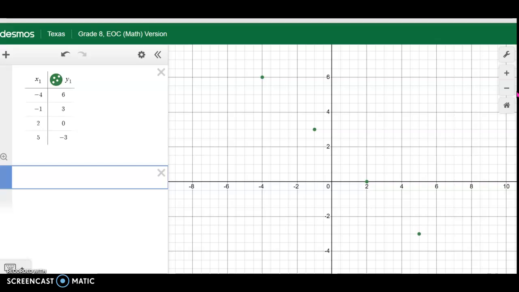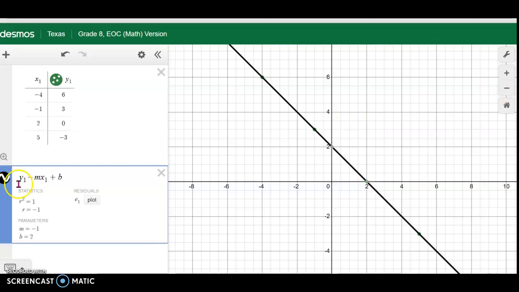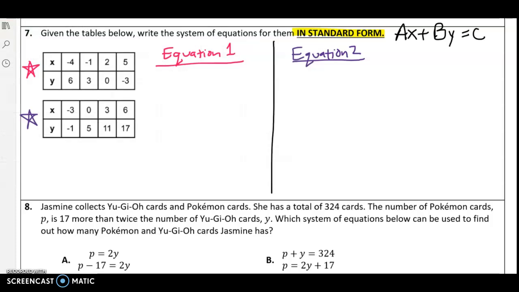Right here on the next line, we are going to type our equation, y1 tilde mx1 plus b. Remember, it's kind of like y equals mx plus b, but we have to use those ones, and instead of an equal sign, we use the tilde symbol. And there it is. Our m is -1, and our b is 2. So our slope is -1, and our y-intercept is 2. Let's write that down. So we've got y equals -1x plus 2.